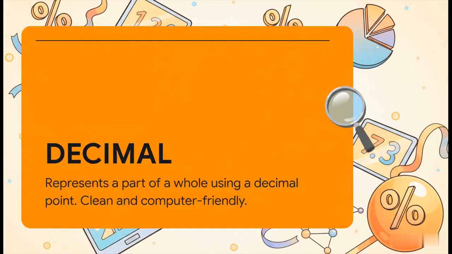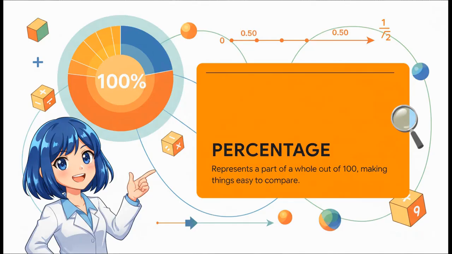Next, we have the modern language, decimals. And this one is everywhere in our digital world, right? On your calculator, in spreadsheets, on price tags. It just uses that little decimal point to show a part of a whole, like 0.5. It's super clean, super computer friendly. And finally, there's the everyday language, percentages. This is the one we probably use the most when we're just talking. Why? Because it makes everything so easy to compare, since it's always out of 100. You know, you get a 90% on a test, you leave a 20% tip. It's just how we naturally talk about these things.